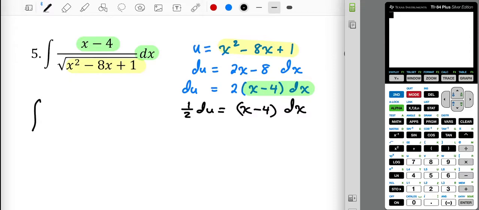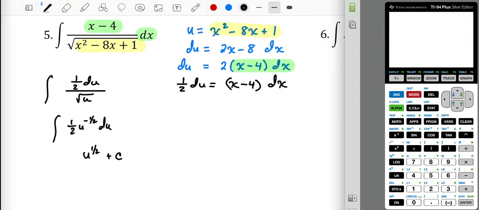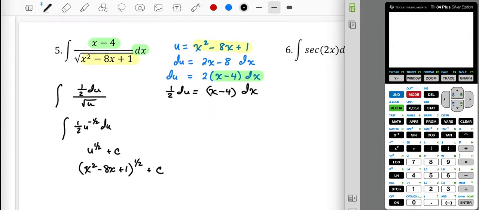Alright, so now I can do my substitution. And it's going to be 1/2 du over the square root of u, much simpler. Now I'm just going to rewrite as 1/2 u to the negative 1/2 du. Increase the exponent by 1. Divide by the new exponent, which is just going to zap away that 1/2, plus c, and then replace the u with what it was originally, x squared minus 8x plus 1 to the 1/2 plus c. Alright, so not too bad.